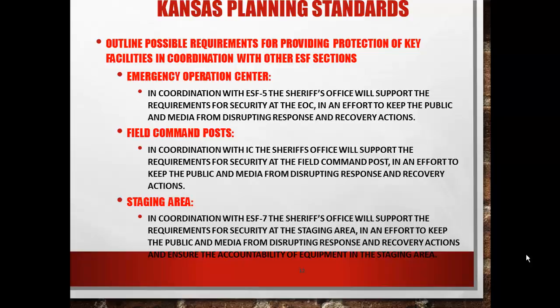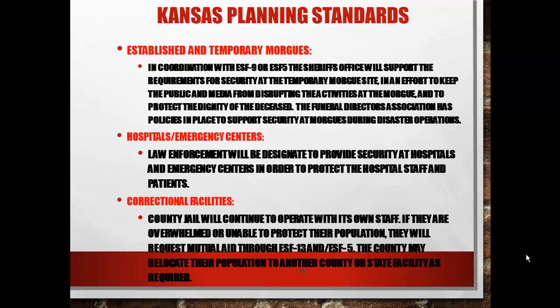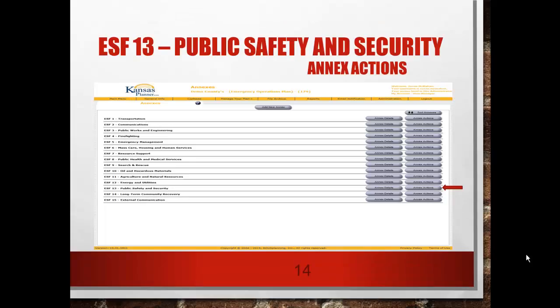And then you'll outline possible requirements for providing protection of key facilities in coordination with other ESF sections. So you will go through this list and say how protection is going to be maintained. And here are some more that need to be covered by that. And then when you're done with all that, you'll click Save. And then you go back to the annexes and click on Annex Actions.